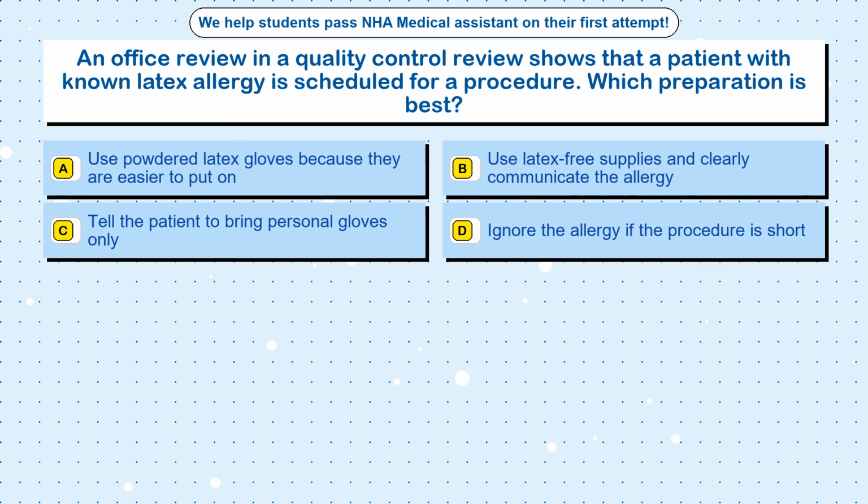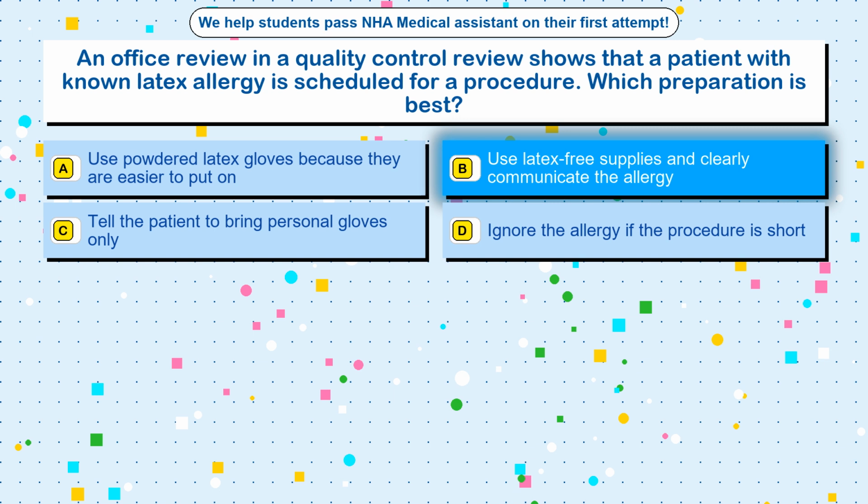Question 61. An office review in a quality control review shows that a patient with known latex allergy is scheduled for a procedure. Which preparation is best? Option A. Use powdered latex gloves because they are easier to put on. Option B. Use latex-free supplies and clearly communicate the allergy. Option C. Tell the patient to bring personal gloves only. Option D. Ignore the allergy if the procedure is short. The correct answer is option B.